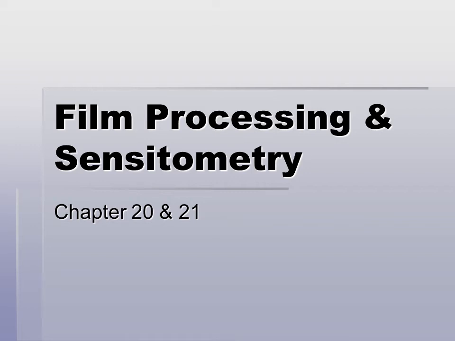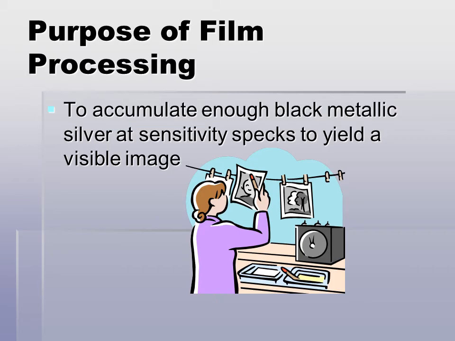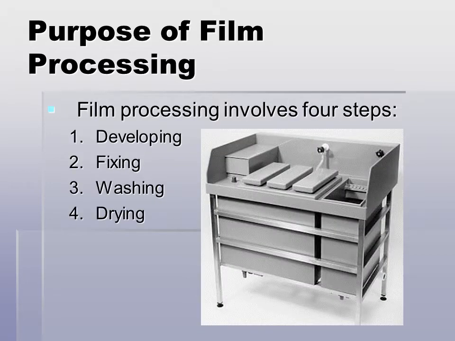Film Processing and Sensitometry, Chapter 20 and 21. Purpose of film processing: to accumulate enough black metallic silver at the sensitivity specs to yield a visible image. Film processing involves 4 steps: developing, fixing, washing, and drying.